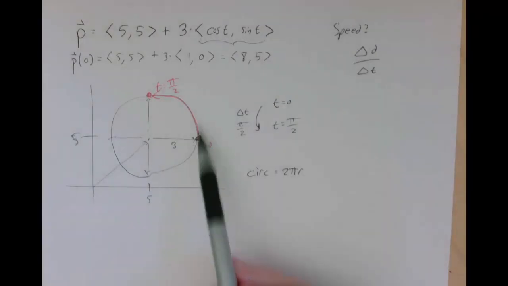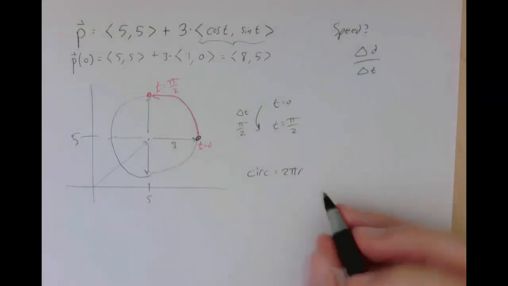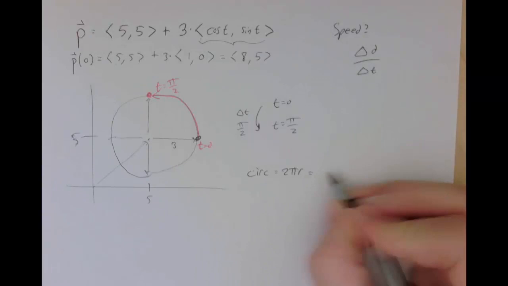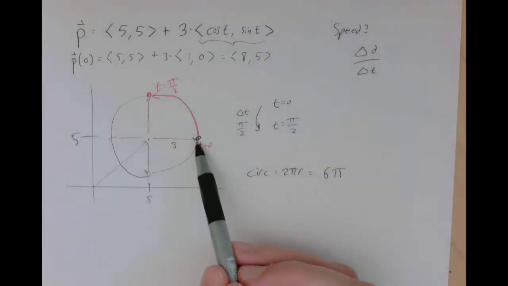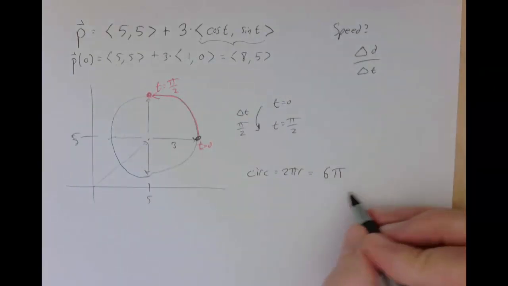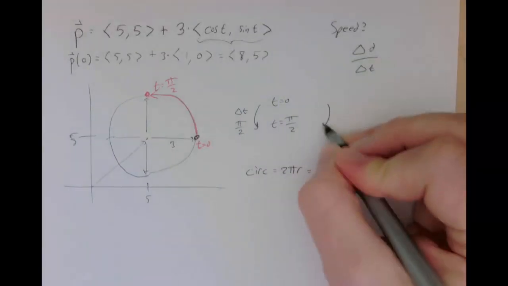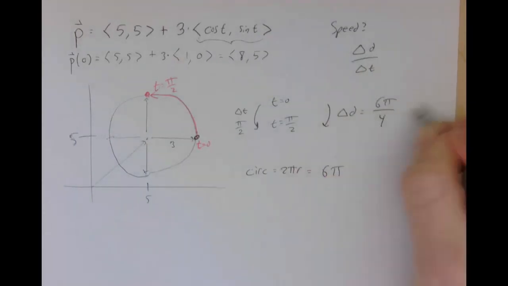I know the whole circumference of the circle is 2 pi r. I know my radius here is 3. So that means the whole circumference is 6 pi. But I'm only traveling along a quarter of the full circumference. So the total distance I'm going to travel here is 6 pi over 4, which is the same thing as 3 pi over 2.